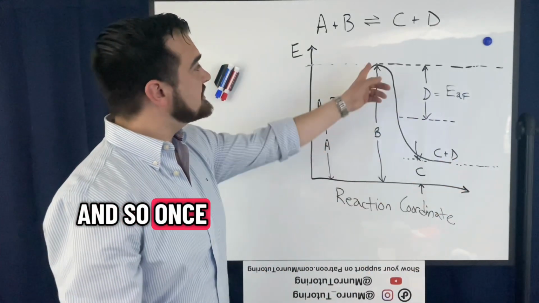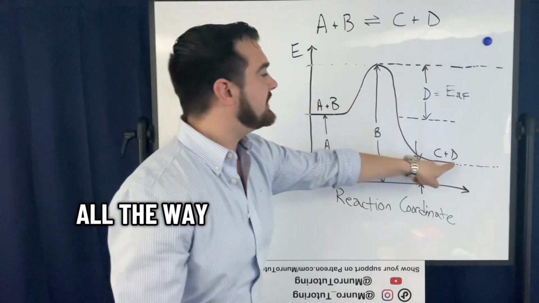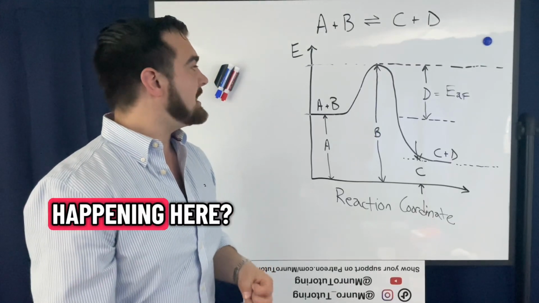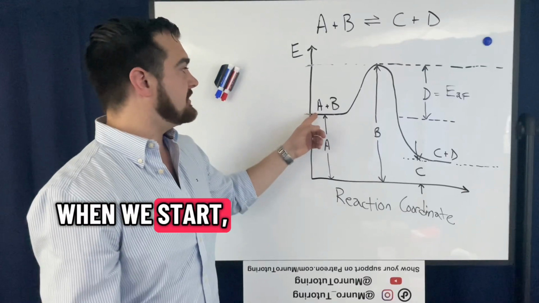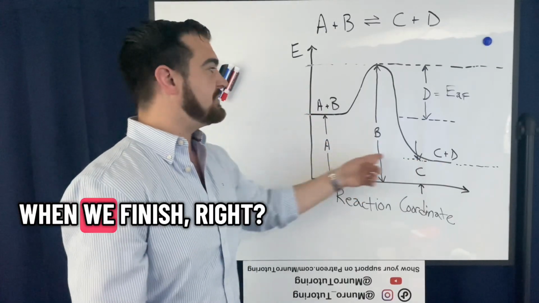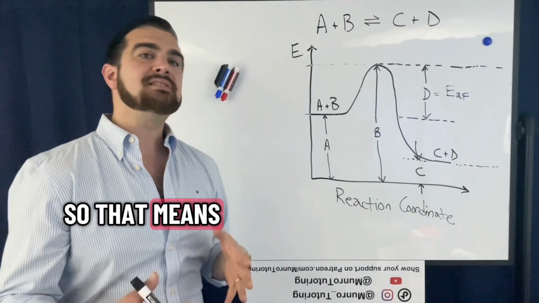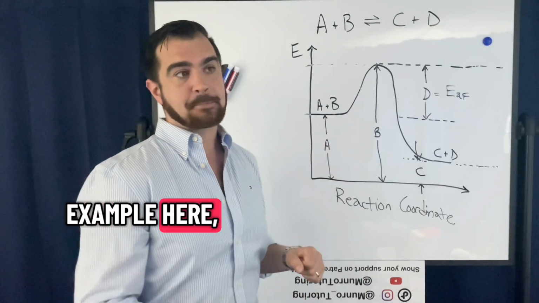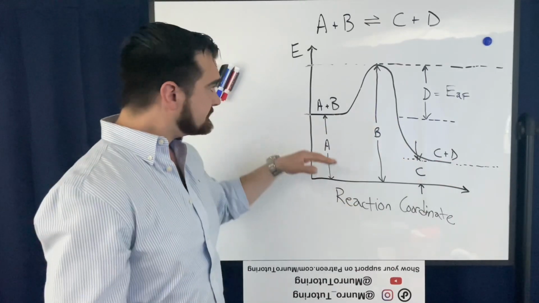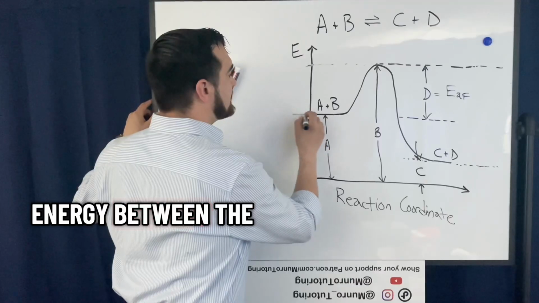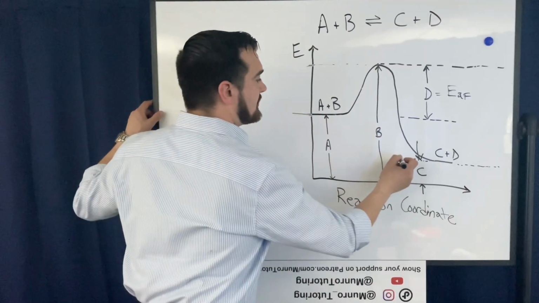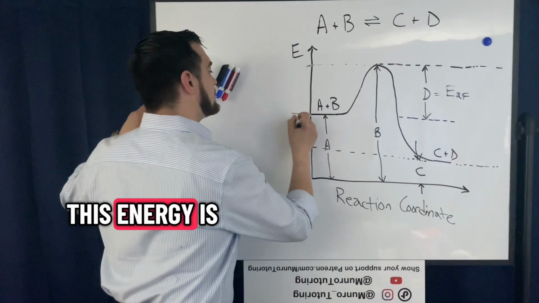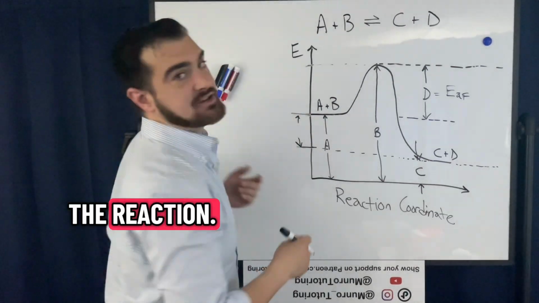And so once we are here, we're releasing energy all the way down till we get to the products, C and D. Now, what is happening here? We have this amount of energy when we start, then this lower amount of energy when we finish, right? So that means that we're releasing energy when this reaction occurs, in this particular case, in my example here. So as we go in the forward reaction, this amount of energy between the potential energy of A and B combined to the energy of C and D combined, this energy is the energy of the reaction.